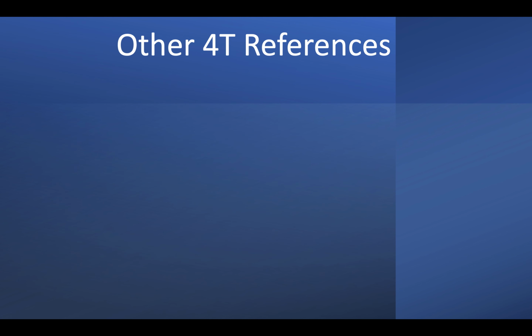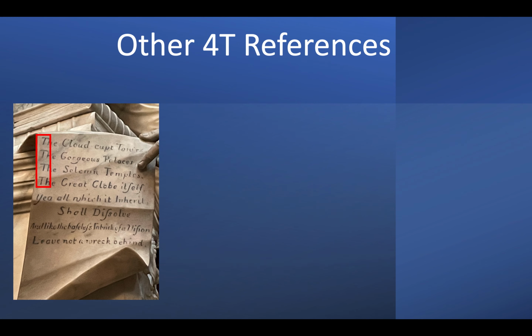Now, if we have a look at other references to 40, not in the sonnets, you may have seen this on the scroll. We have 40s in the Stratford Monument above where Shakespeare is apparently buried. You have this, 40.